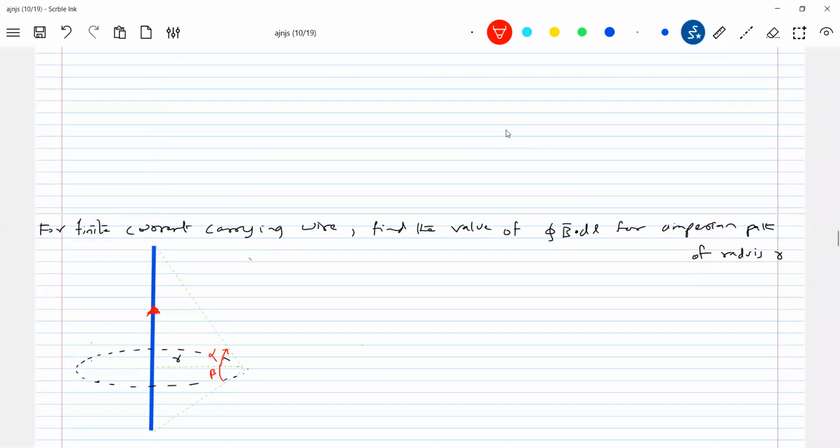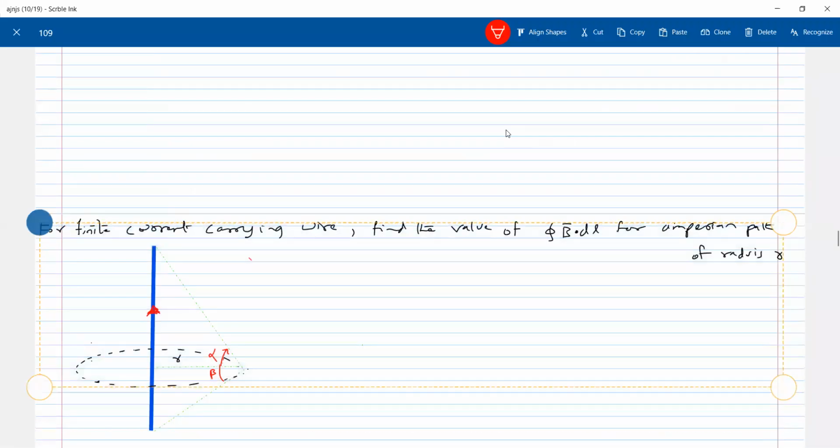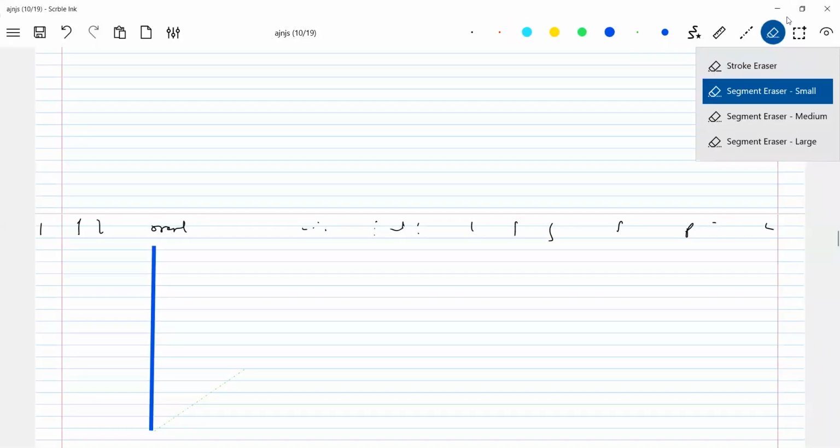All right, this is over now. So many conditions are there. With Ampere's circuital law, you have to be very careful. So when you get a problem, analyze all things properly, then get into the problem.